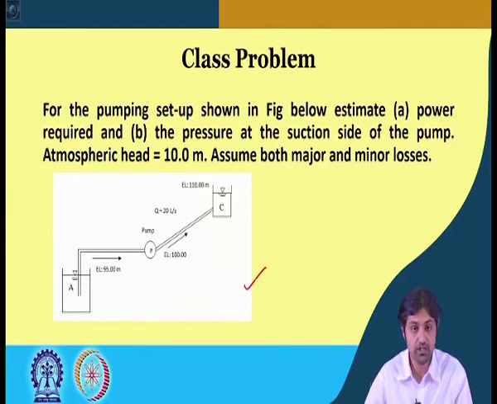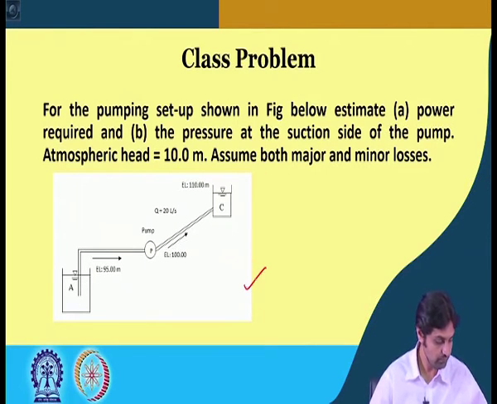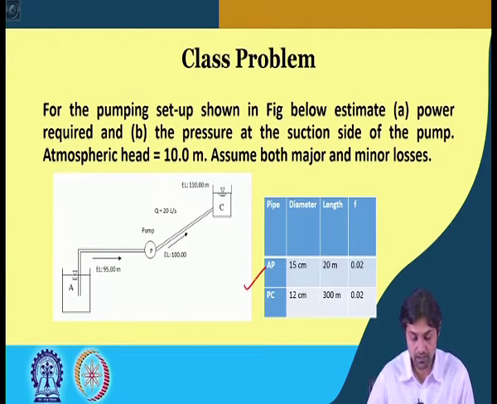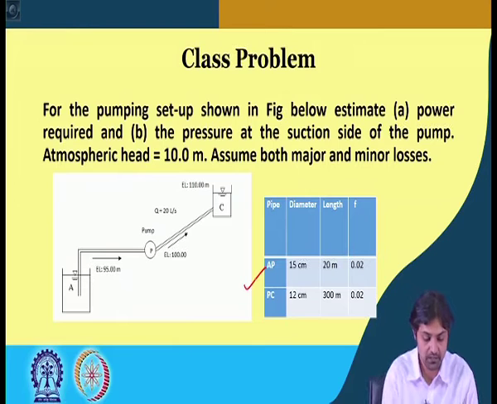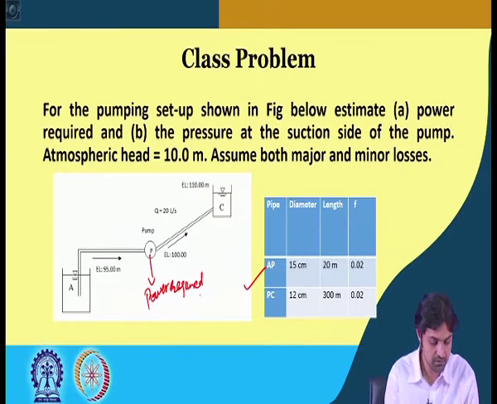We see that the atmospheric head here is 10 meters and we have to assume both the major and the minor losses. You see there are two pipes, and these things are given: the diameter of the pipe, the length, and the friction factor for each of these pipes. So, how do we solve this? We have to estimate the power required by this pump and the pressure at the suction side of the pump.